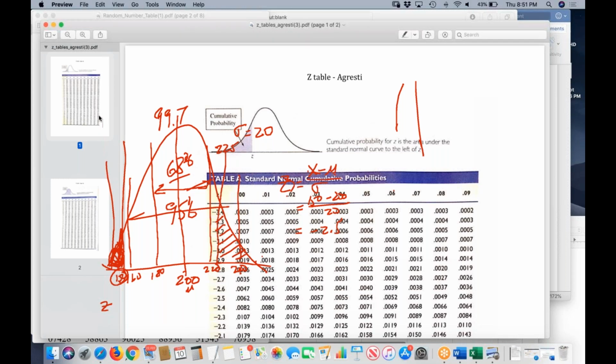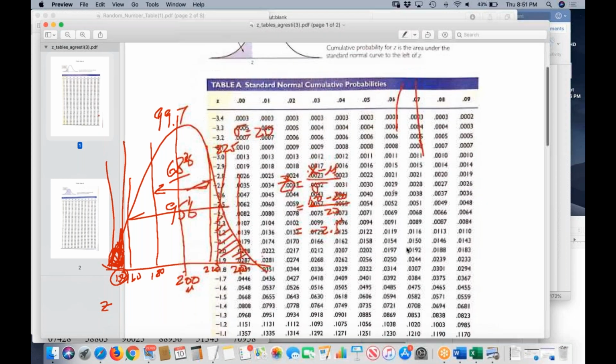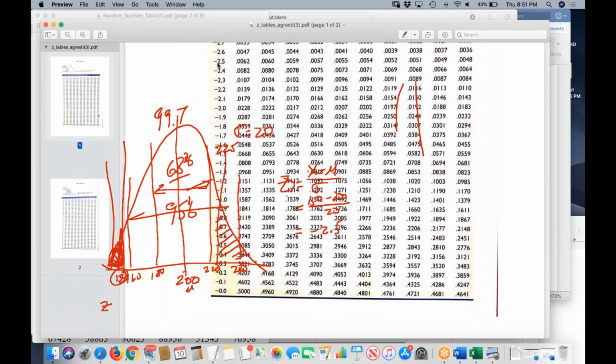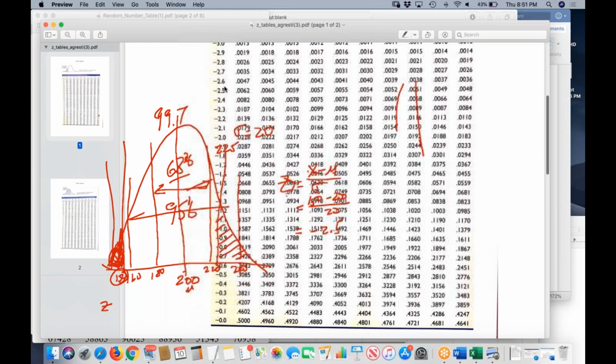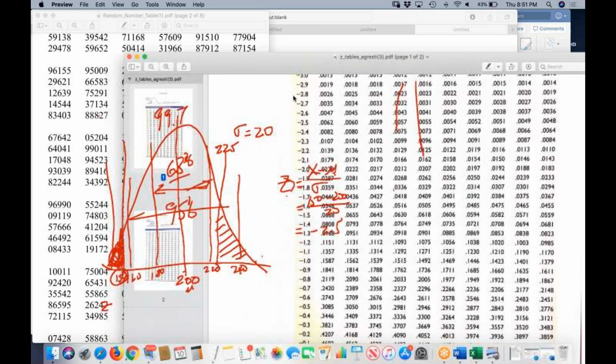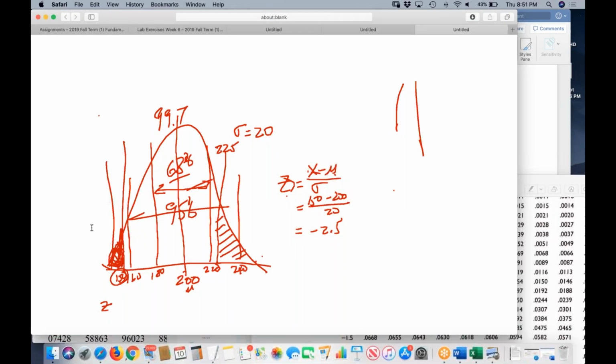Okay, so in this case, we are interested in negative 2.5. And what's the third digit? 0. So it's the first column, right? If it had been negative 2.53, then go 0, 1, 2, 3, it would have been 0.007. But in this case, it's equal to 0.0062. So this area here is going to be equal to 0.0062. That's the proportion, right? As a percentage, it would be 0.62%.